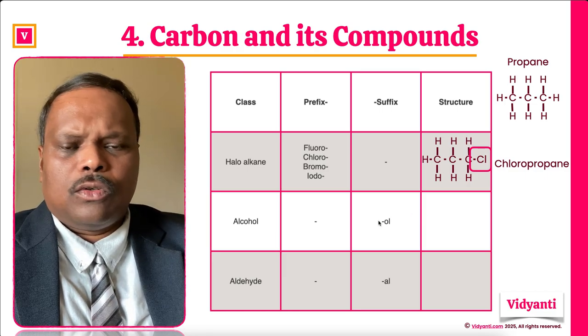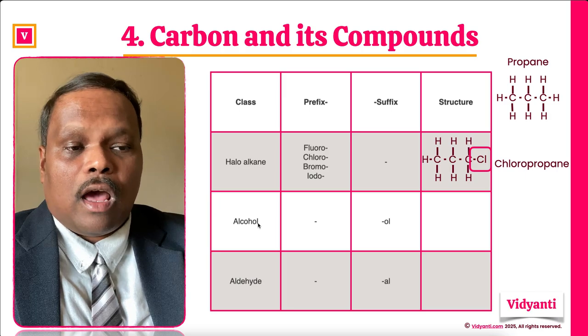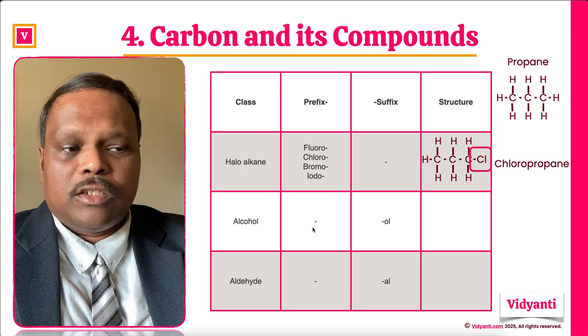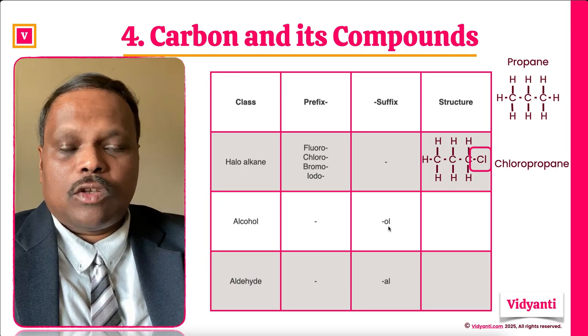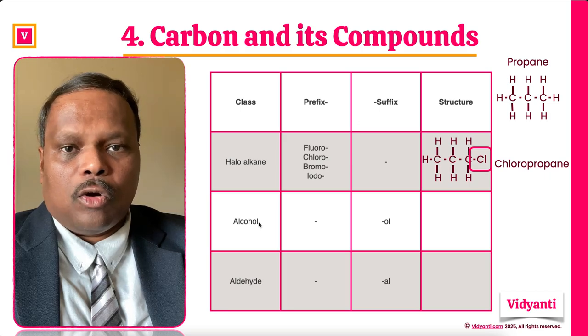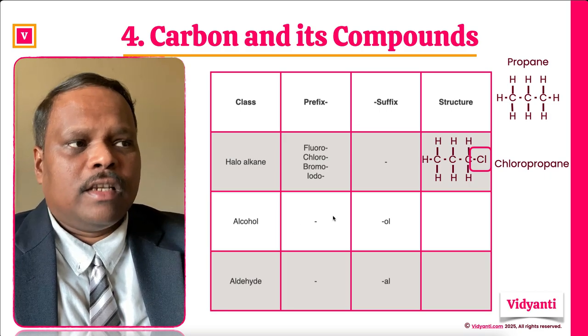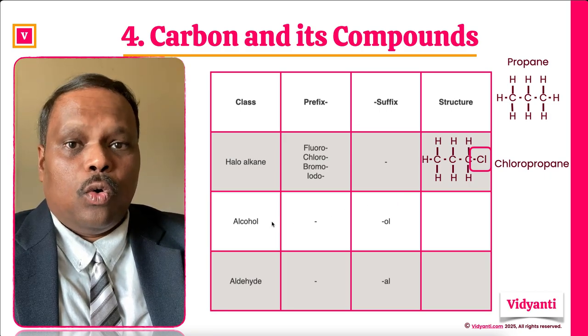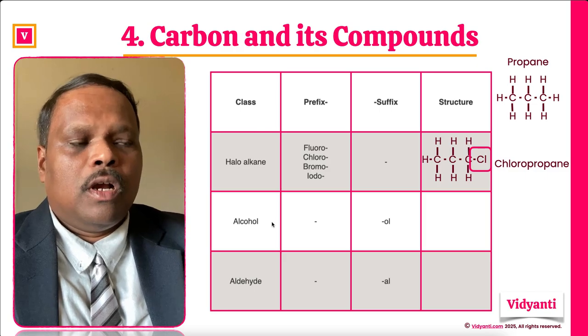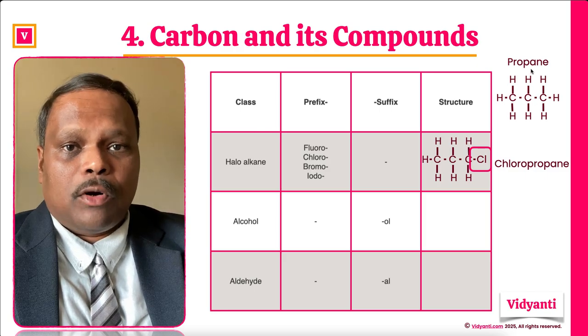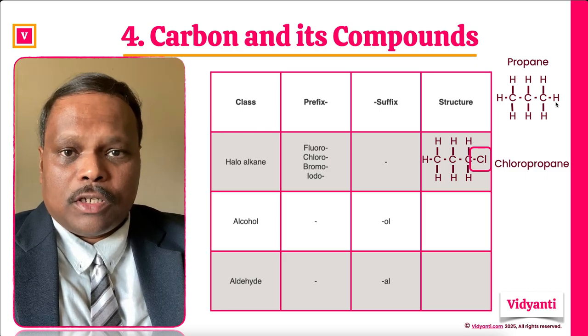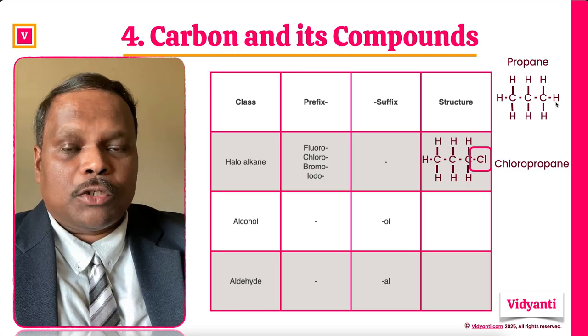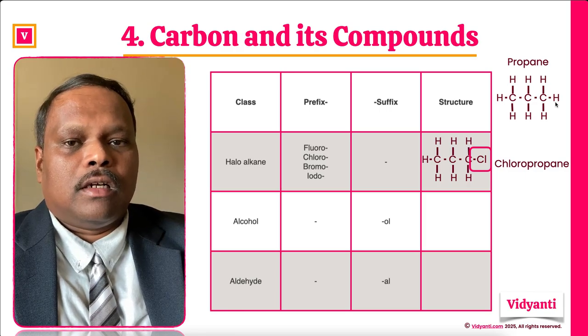Let's go one step further. What if it is an alcohol? If it is alcohol, there is no prefix, but the suffix is OL, indicating it is an alcohol. Let's repeat the same exercise. Alcohol is actually the OH group, which is the hydroxyl group. Let us again start with propane. Let's assume that one of the hydrogen atoms is replaced by an OH group, making it an alcohol.